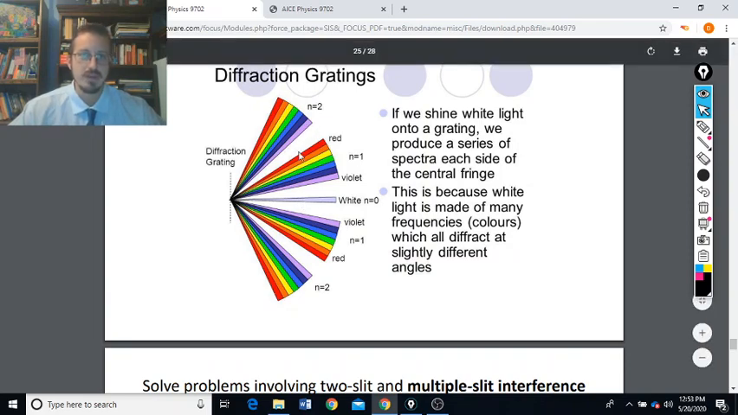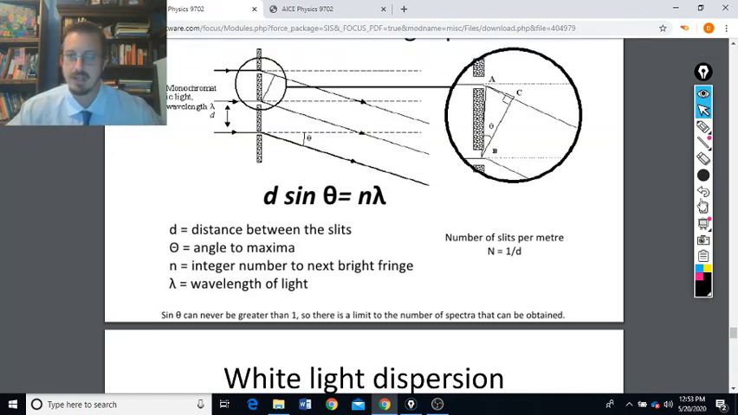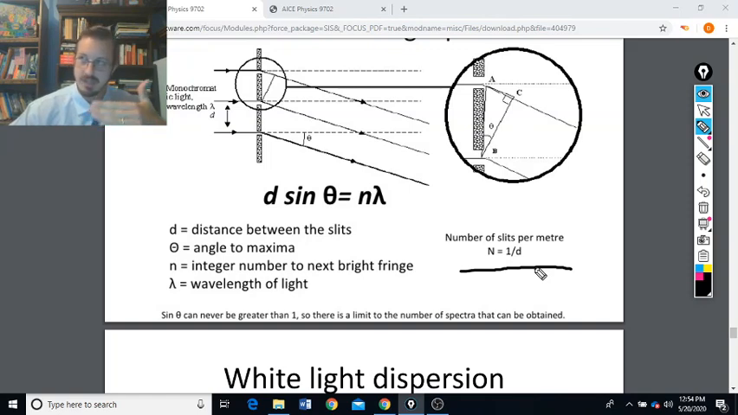The number of orders that we would observe would be dependent upon everything in this equation, namely the distance between the slits. How many lines do we have per meter in our diffraction grating? This is one of the ways that the data can be presented to us, the number of slits per meter, n, and then we could calculate d as the inverse of that. So if, for example, in the worked example you can see here, there are 500 lines per millimeter, that's n, and we do a quick calculation to find d, the distance in meters between the slits.